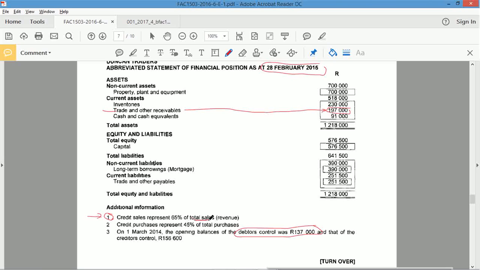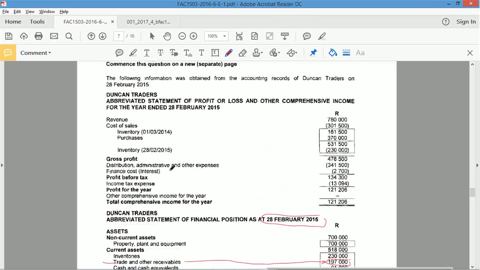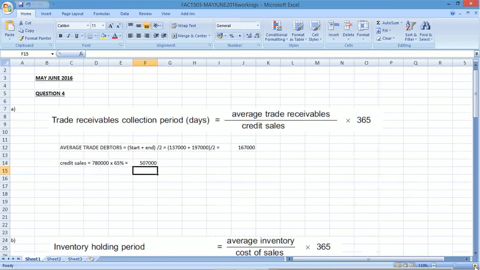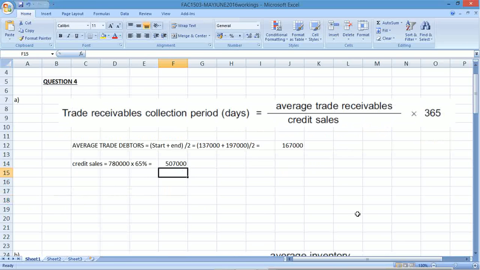Where do I find my total sales? Well, in the statement of profit and loss. So I go to the statement of profit and loss. There's my total sales. Revenue is another word for sales. 780,000. So 780,000 times 65% is going to give me the credit sales. Is that okay? Easy, right? Not too bad. Let's make it bigger so you guys can see that.